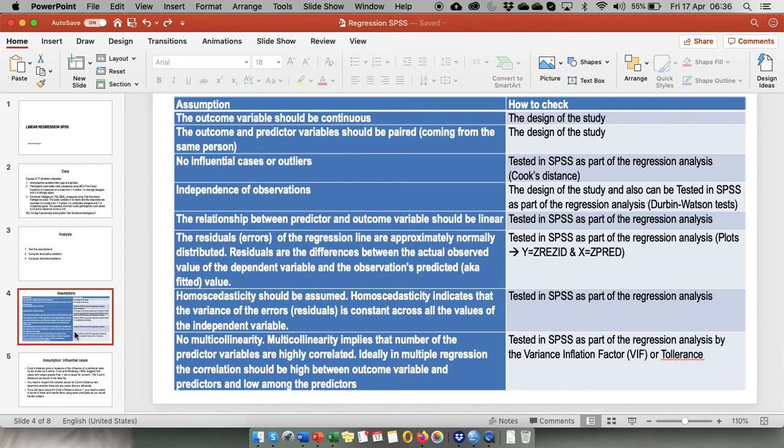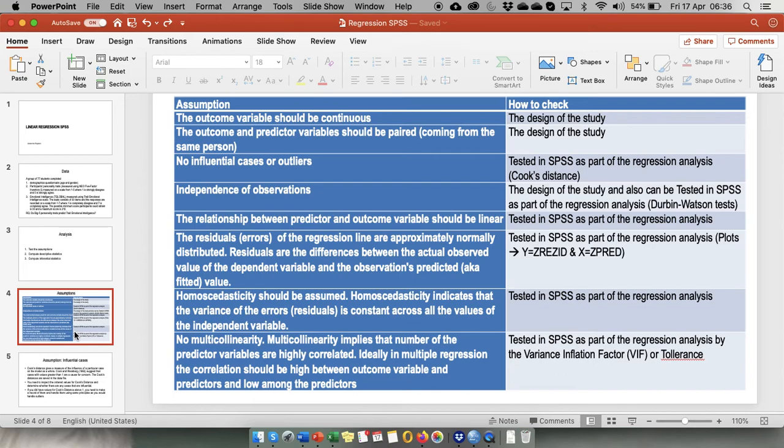No influential cases or outliers. There are two ways you can test it, using the normal exploration of the data. But actually, because we're doing a multiple regression, we're looking at how all 5 traits predict the emotional intelligence. We can use Cook's distance, and we ask for this Cook's distance in SPSS. This Cook's distance will indicate to us if there are any particularly influential cases that can affect the result of our outcome.